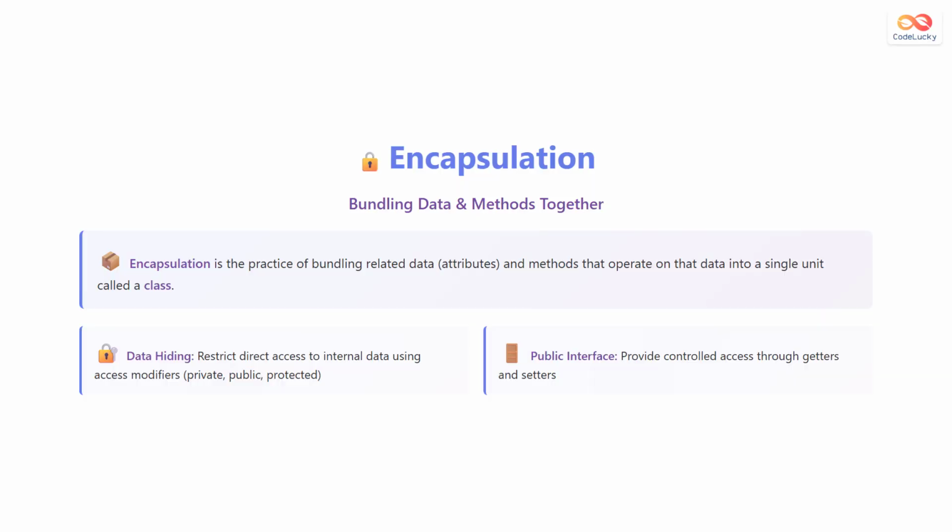Encapsulation means bundling related data, called attributes, and the functions that work with that data, called methods, into a single unit called a class. Data hiding is a key part of encapsulation. You restrict direct access to internal data using access controls like private, public, and protected. Then you provide controlled access through special methods called getters and setters. This protects your data from unwanted changes.